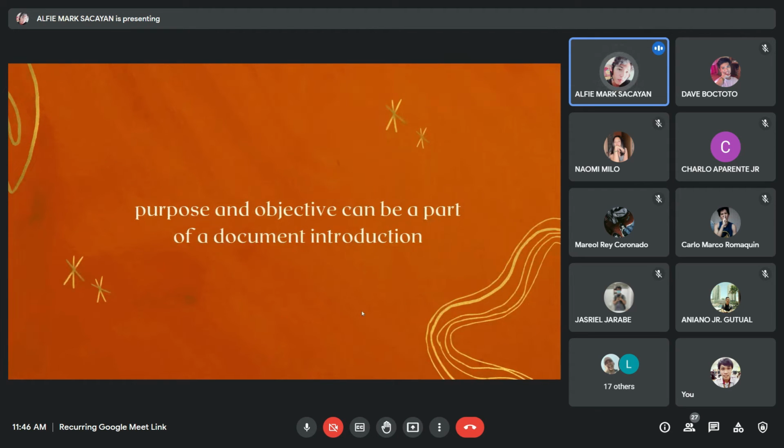Then purpose and objective can be part of a document introduction. So somewhat ma-discuss ni siya sa chapter 6 nga report, but di na nako ni siya i-deep in. So, most likely, ang purpose and objective belong siya sa introductory part sa document.